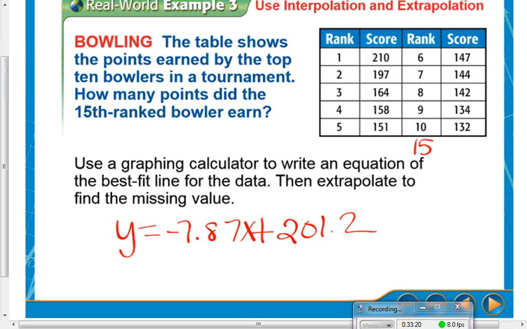201.2. Now, on this one, do we have any indications if it's positive or negative? If you said yes, you're correct, because look at this negative right up here in front of the slope. That tells us it's probably going to be negative. As one thing is increasing, as our rank increases, right? Look at what's happening to my numbers. In general, they tend to decrease, right? That's a negative correlation.